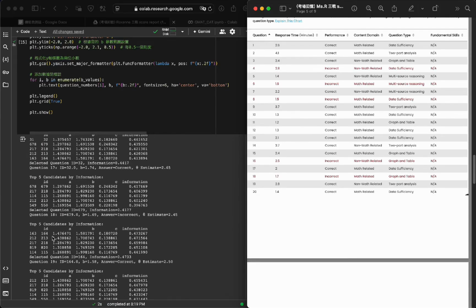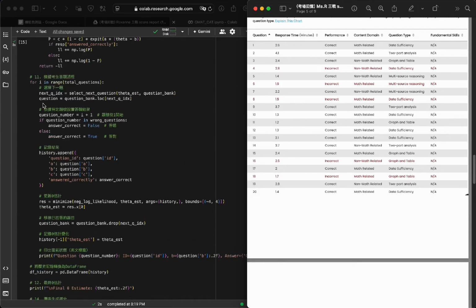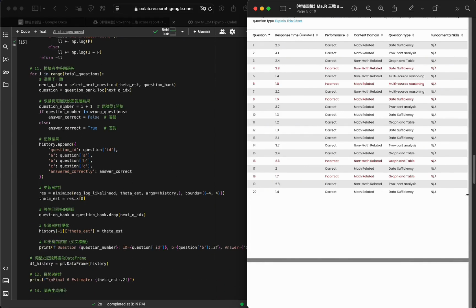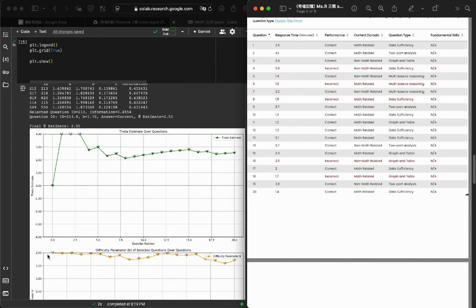Of course, during the simulation, I need to make a small adjustment, which is to set his starting point at the position of 2 thetas. This adjustment may not be exactly the same as the official one, but since we're just running a simulation and because he got a perfect score on the previous set of questions, we'll choose to start from a higher point. As a result, the difficulty of the questions he received at the beginning was indeed very high.